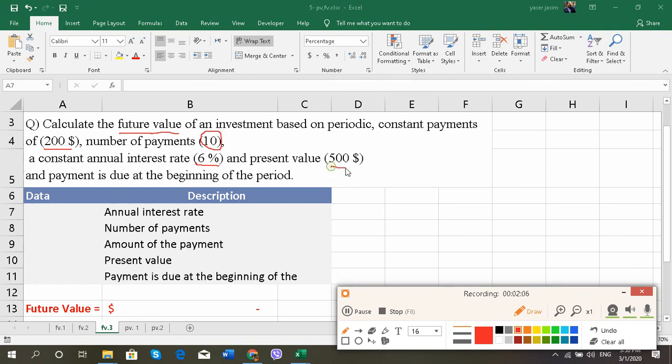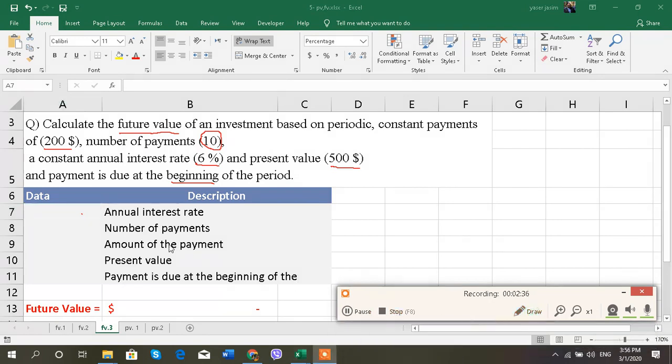The present value, the PV, is 500, and as I said, it's going to be in minus because we're going to pay this money for the investment, and the payment is due at the beginning of the period. This is the type. So what do I need to do? As I can see, the payment is in months and the annual interest rate is in years. These are not even. This is very important. Now what is the annual interest rate? As I can see, the annual interest rate here is 6%. So I'm going to write here 6%.